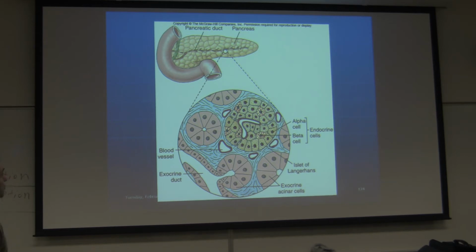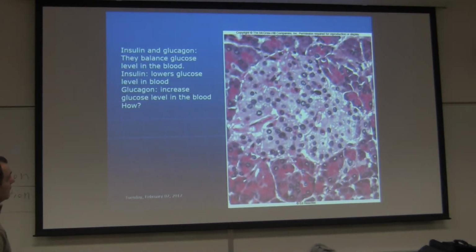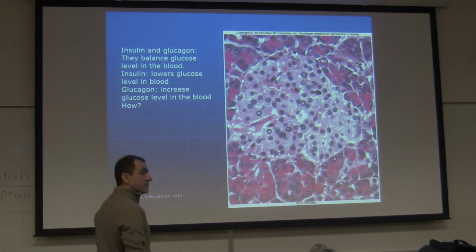Okay, so the two hormones, here it is in your diagram. This is a nice, beautiful picture from your textbook. This is your islets of Langerhans, and these are outside of them, which we do have this slide in the lab. This is exocrine acini. Insulin and glucagon balance the glucose level in the blood. Insulin lowers the glucose level in the blood, just like calcitonin. You remember calcitonin lowers the calcium level in the blood?